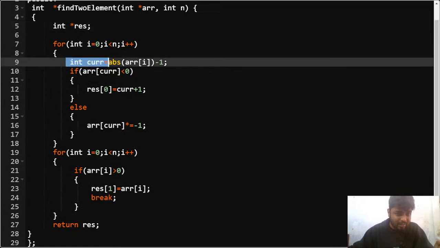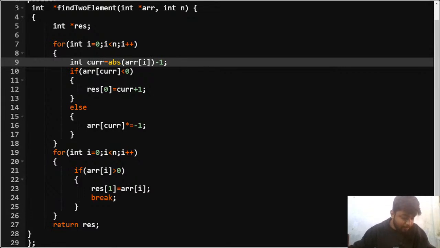So what I'll do is I'll go to a particular element and take its absolute value. As I told you, it can happen that the element could be -2, but that is because I multiplied -2 to it, so I want to make it 2. Now if the element is 2, since I'm taking 0 based indexing, I need to do a minus 1 as well. So 2 will be marked at index 1, because I'm using 0 based indexing.